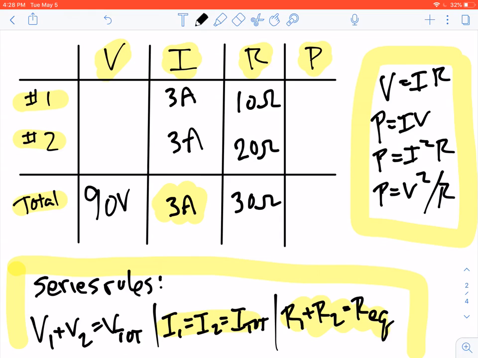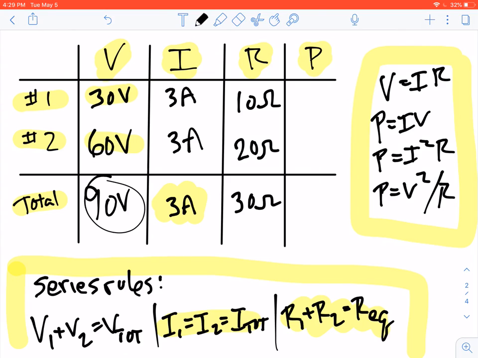Alright, that's super. If I wanted to get the individual voltage drops across each individual resistor, I would go horizontally again. I would say 3 amps and 10 ohms gives me 30 volts of voltage drop across the first resistor, and then I've got 3 amps and 20 ohms for 60 volts on the second resistor. Now I can then go vertically and say 30 plus 60 adds up to 90, which is great. That's exactly what we would expect.